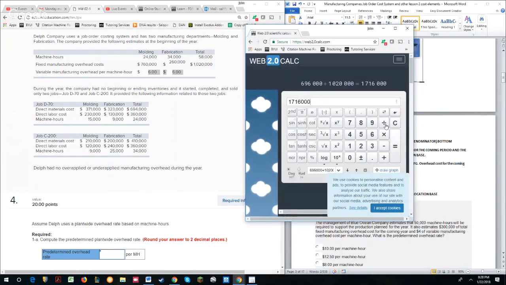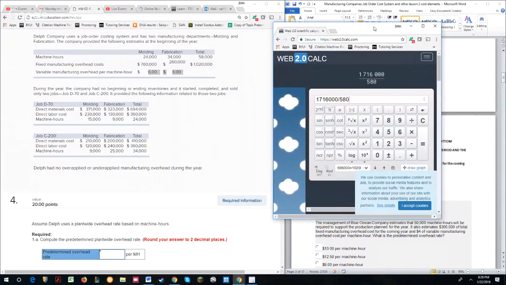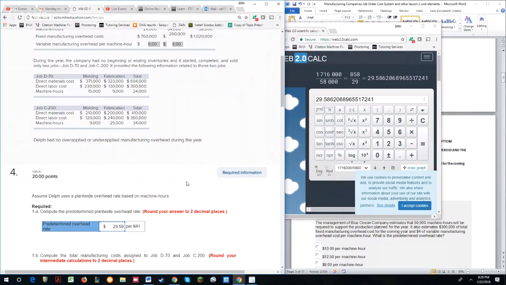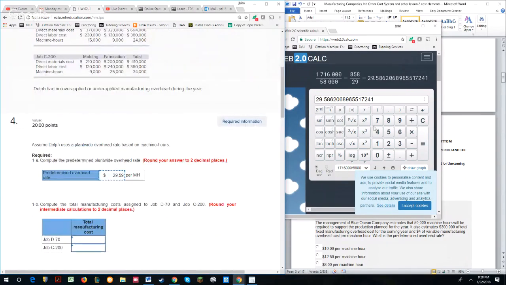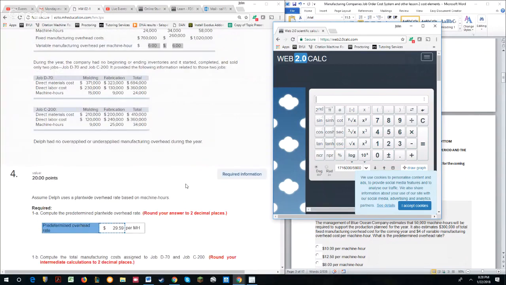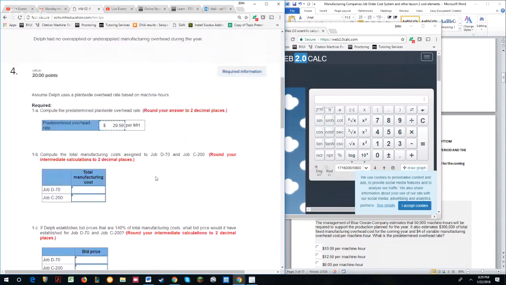We take our Y number and we divide it by our total machine hours of 58,000. You get a total of 29.59 per machine hour. I think that's right. Yeah, I think that seems right. So that's the predetermined, even though they used much less machine hours. That's the predetermined amount.